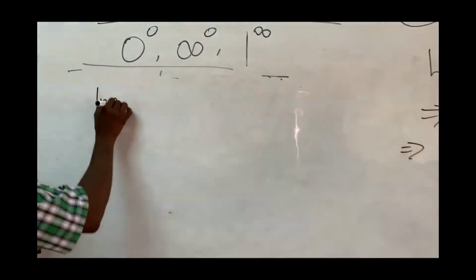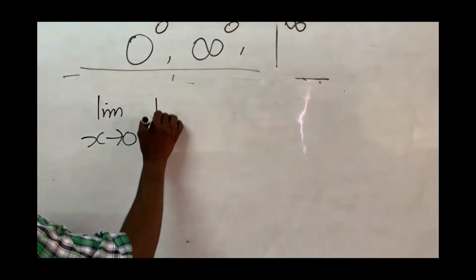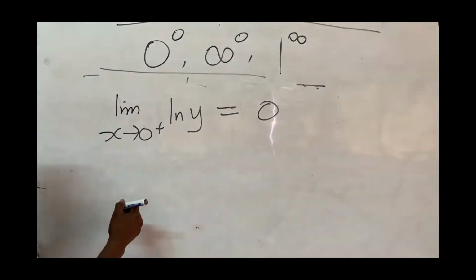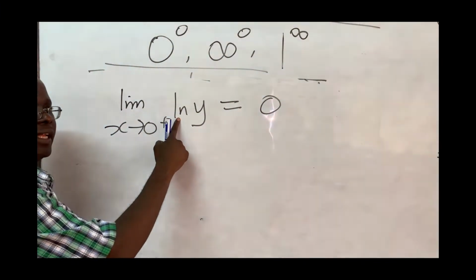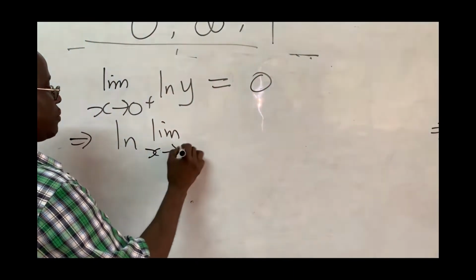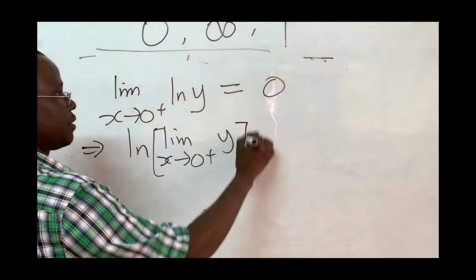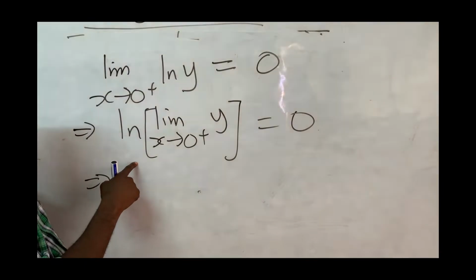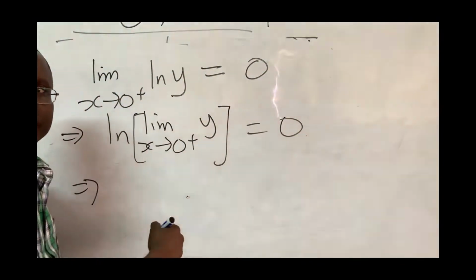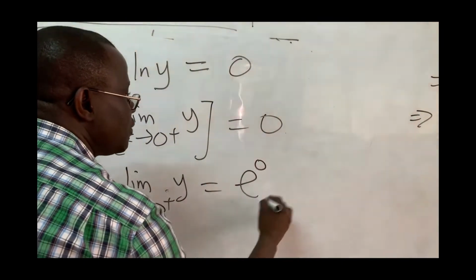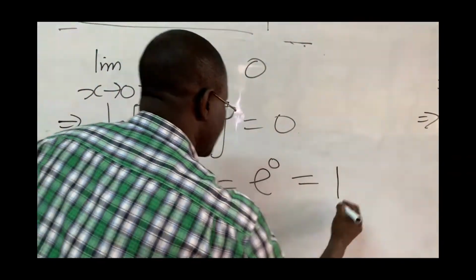All right, so what this is telling us is that the limit as x goes to 0 plus of ln y is equal to 0. All right, good. Again, because ln is continuous, we can rewrite this as the ln of the limit as x goes to 0 plus of y. This is equal to 0. This implies that ln is log to the base e, so it means all of this is equal to e raised to this power. So the limit as x goes to 0 plus of y is e raised to the power 0. And e raised to the power 0 is 1.